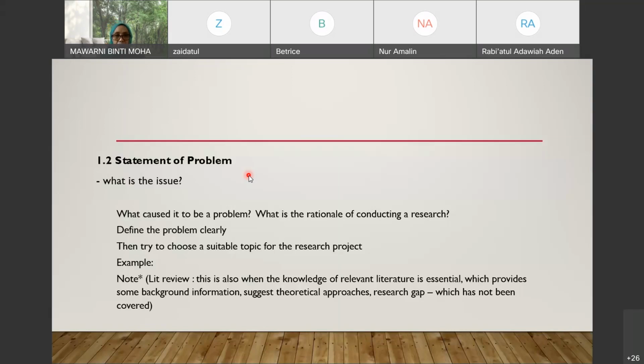The problem means what issue. What caused it to be a problem? What is the rationale of conducting a research? Why do you need to do this? It's important to whom? So define the problem clearly. Then you can choose a suitable topic for the research project. Do not come to your supervisor saying, ma'am, I want to do this topic, okay or not? No, that's not the way, all right?